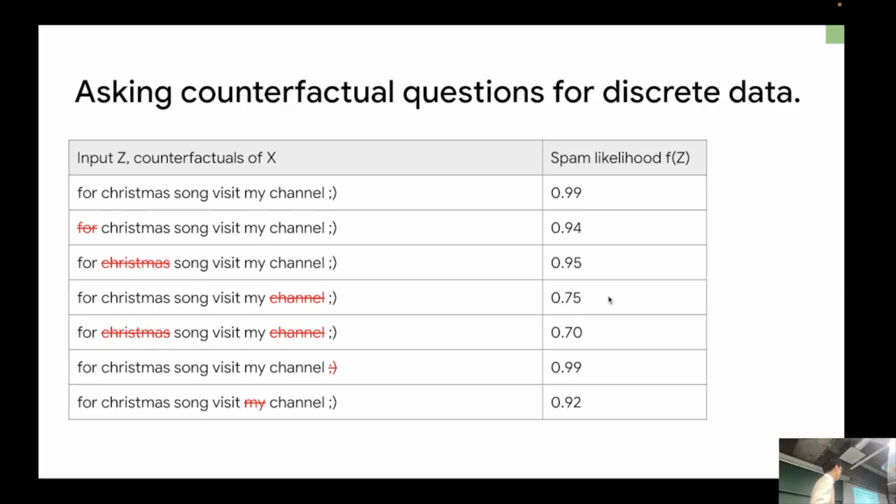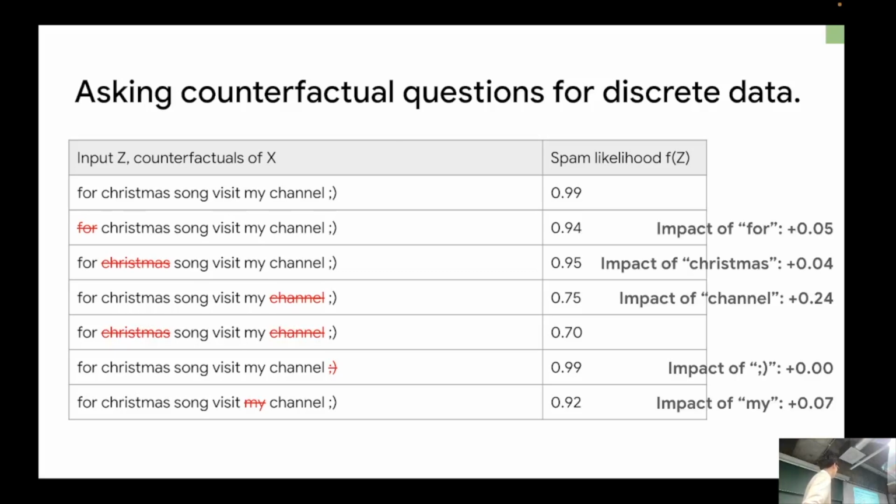So from this, we intuitively know that some of these words are more critical for the spam prediction, while the others are not. But how do you really do this in a more systematic way, right?